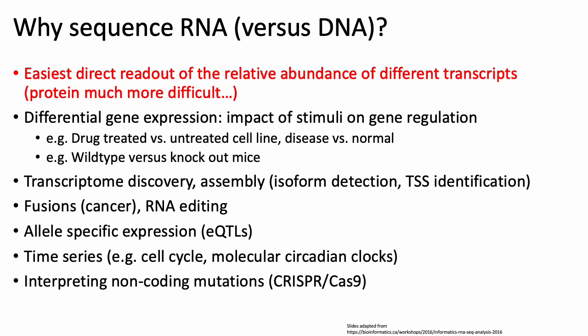And so the first obvious question you should ask yourself is why bother sequencing RNA? The answer is that it's perhaps the easiest direct readout of the relative abundance of different transcripts in your genome. Relatively speaking, there are other proteomics-based measures for measuring the abundance of actual proteins, but those are much more difficult to perform in practice, and they're much harder to use to generate comparable measurements across multiple samples or studies.